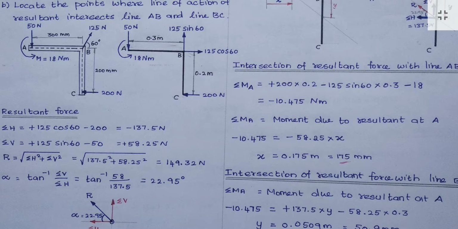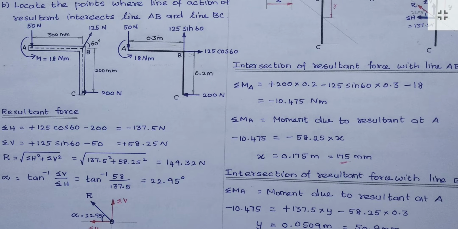For finding the resultant, we first find sigma H, the sum of all horizontal forces. Only two horizontal forces are there. One is towards the right, so it is positive; the other is towards the left, so it is negative. The sum is minus 137.5 Newton. Then sigma V, the sum of all vertical components. Only two vertical forces are there, one downward and one upward. Upward is positive and downward is negative, so the sum is plus 58.25 Newton.